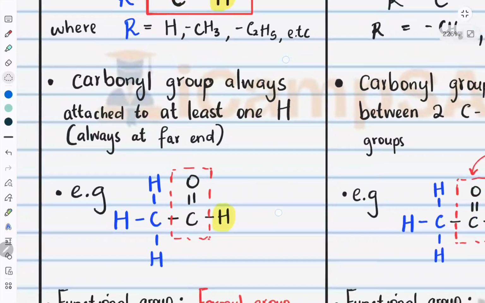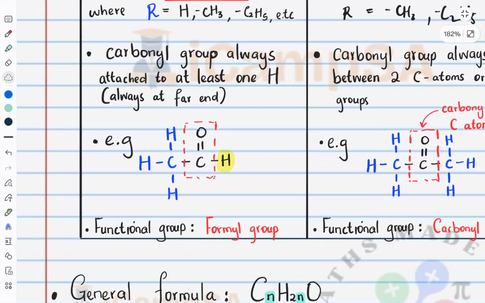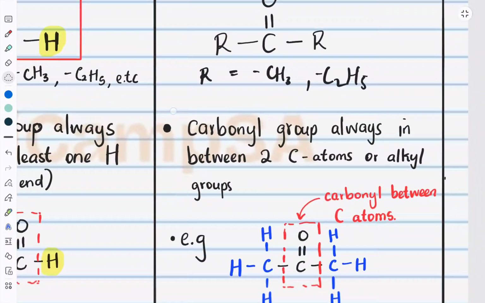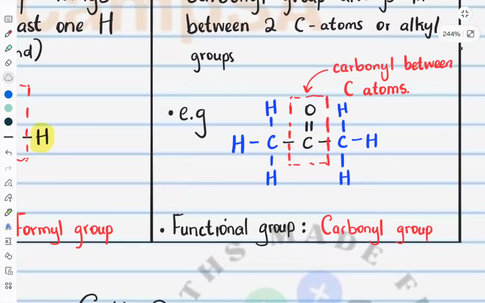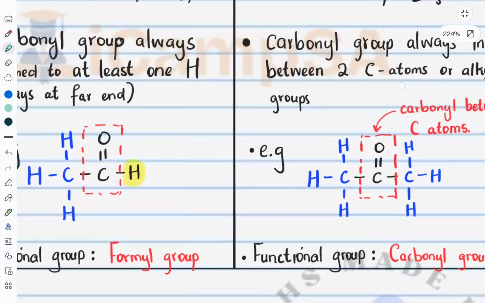So that's the functional group for the aldehydes. We call it a formyl group. And then the carbonyl group, we use that name to describe the functional group for ketones. If you can check our example here, it is between two carbon atoms or two alkyl groups, if you may, but it will always be located in between these carbon atoms, always. So that's the difference now between ketones and aldehydes.